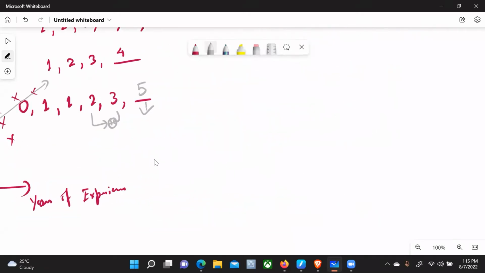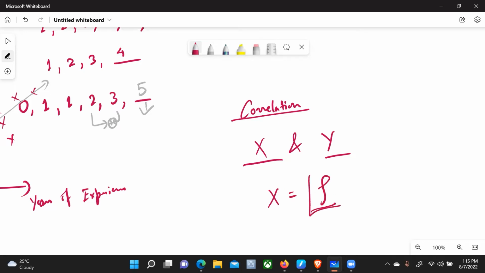So this is something we like to call, the correct word is correlation. Between two numerical variables, let's say X and Y, we could figure out correlation. Correlation is kind of like an indication of the linear strength of the relationship, how X and Y are connected to each other. Someone could describe it as rho, and this rho is nothing but the Pearson correlation coefficient.